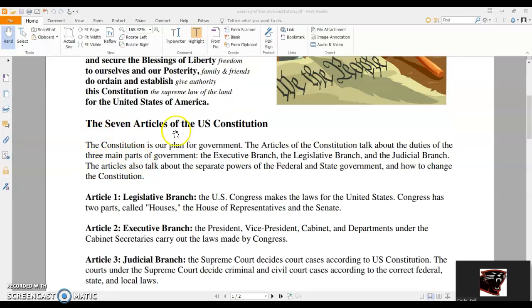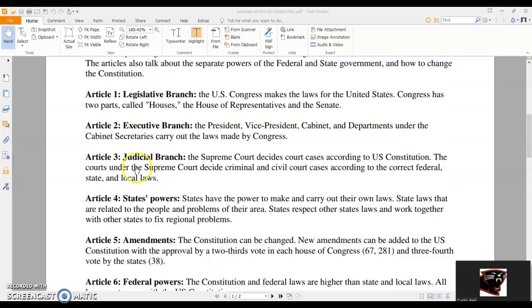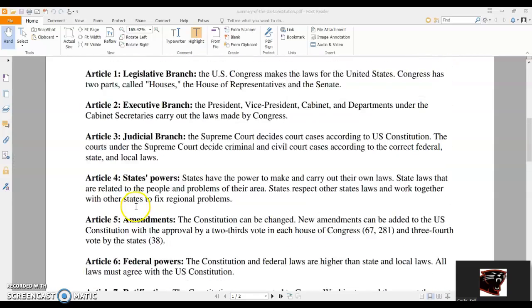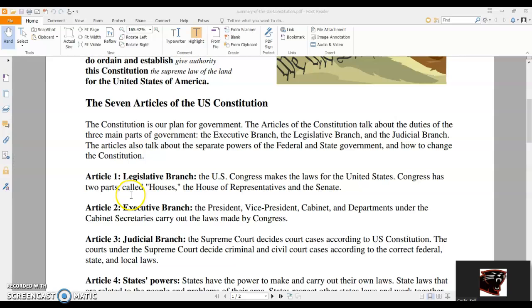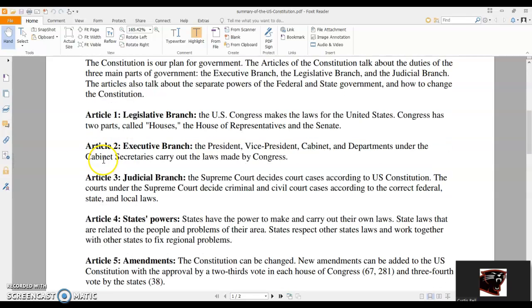After you've done that, the first thing I want you to know is that the 7 Articles of the U.S. Constitution differs from the Articles of Confederation. The Articles of Confederation was an entire document. The articles, or should I say the 7 articles in the Constitution, is a part of a document, and that document is the U.S. Constitution. So as you see, the articles, there are 7.